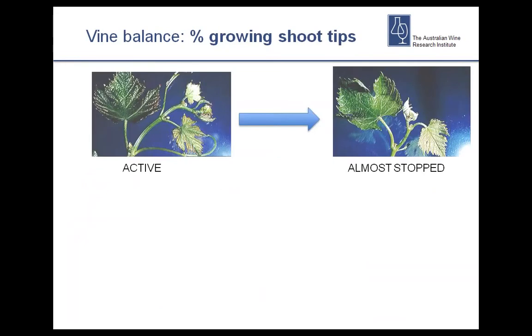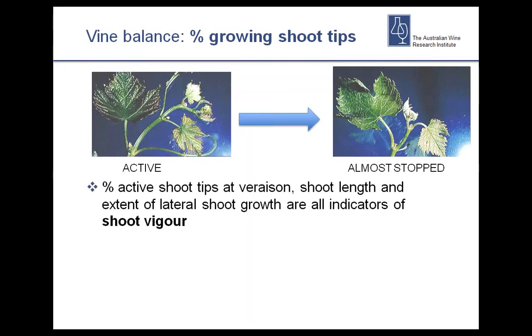Okay, the next vine balance attribute to look at is percentage of growing shoot tips. The pictures here show an active shoot tip on the left and a shoot tip on the right which is almost stopped. So it's easy to assess this visually. The percent active shoot tips at veraison, also shoot length and the extent of lateral shoot growth, are all indicators of shoot vigor. Percent active shoot tips is used in many schemes.